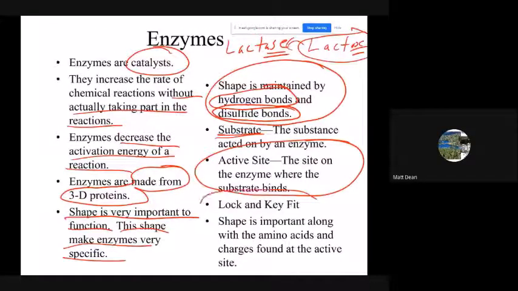We already talked about how the enzyme and the substrate fit together, sort of like a lock and a key. The shape is hugely important. But as I already said a second ago, the charges at the active site and the charges of the substrate also have to match up.